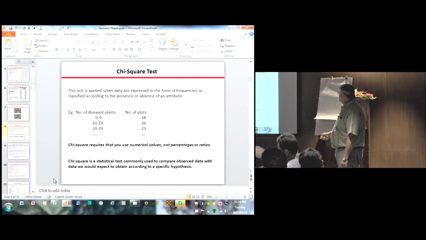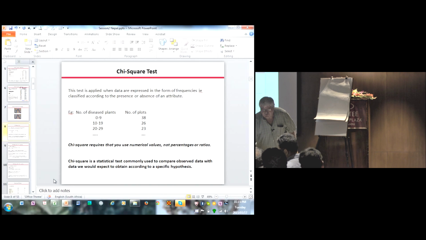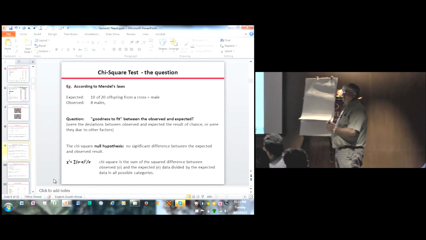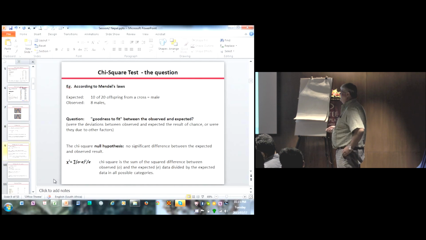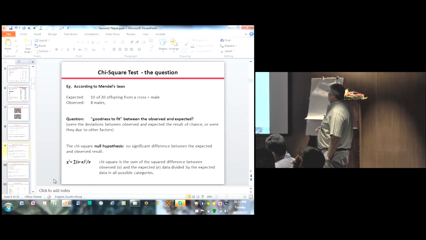The chi-squared is a statistical test commonly used to compare observed data with data that we would expect to obtain according to a specific hypothesis. So we can take something very simple, Mendel's law. I think you all know Mendel's law, and I'm not always convinced that he got it right, but never mind. Let's say, a question: I expect 10 of the 20 offspring that I measure from a cross should be male.